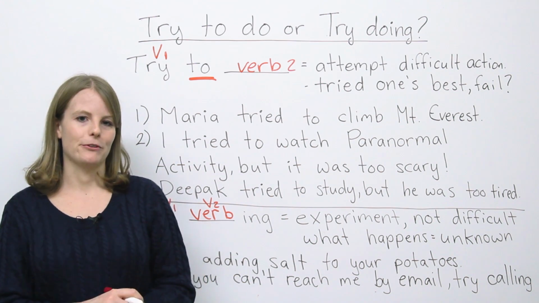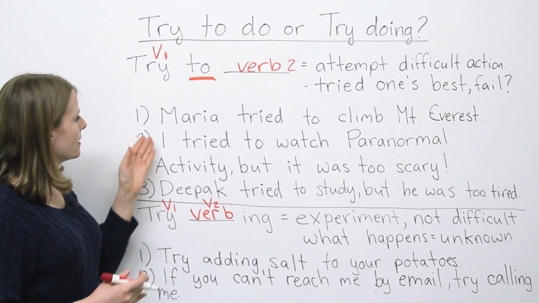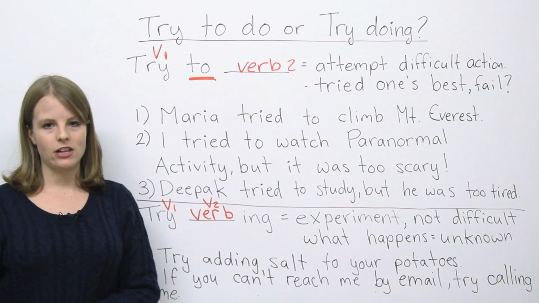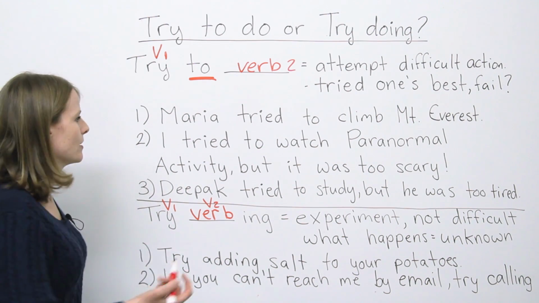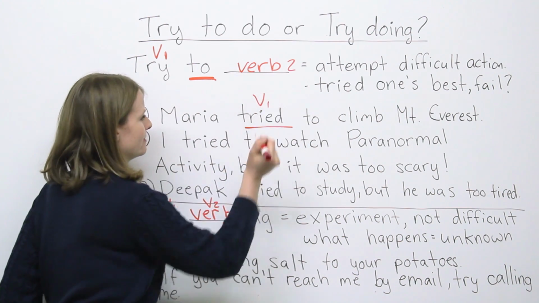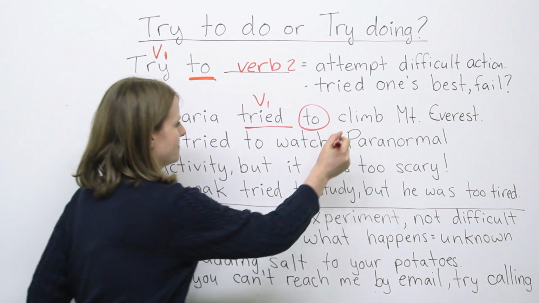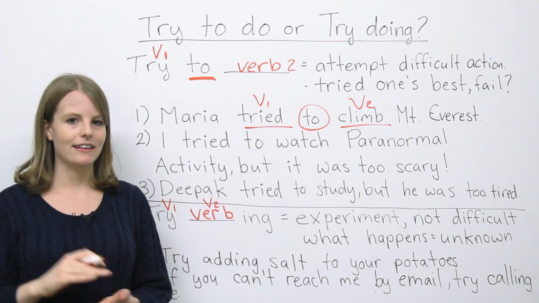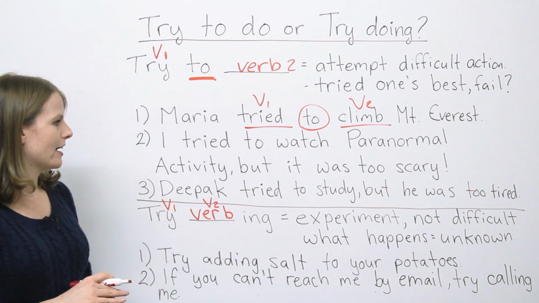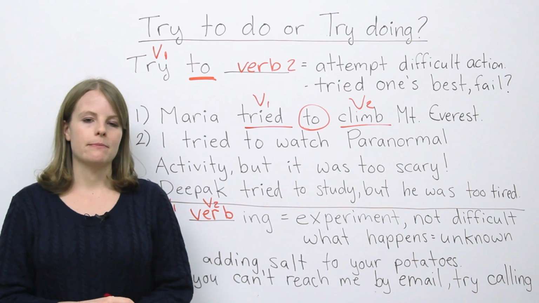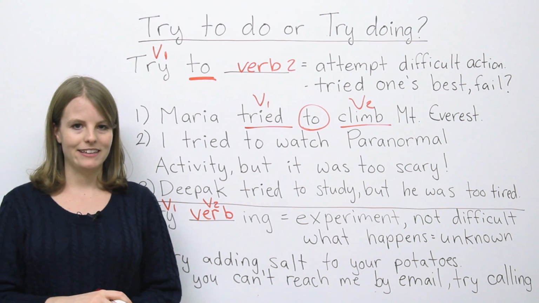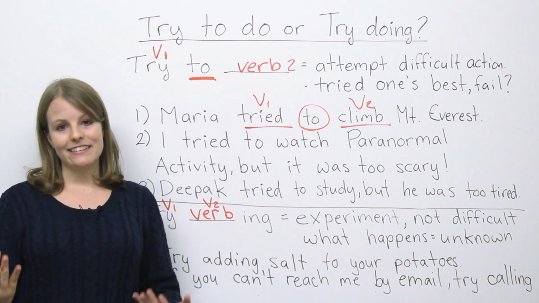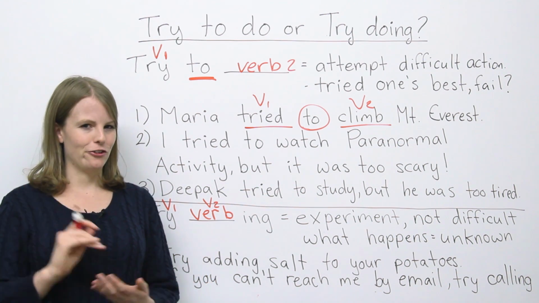So let's look at some examples of this. Okay, example number 1. Maria tried to climb Mount Everest. Well, first of all, notice we have verb 1, we have to, and then we have verb 2. Okay, so it's the infinitive form after try. Now, is Mount Everest something easy to climb? Is it an easy mountain? Can anyone do it? No. It's something difficult. So that's our first clue.